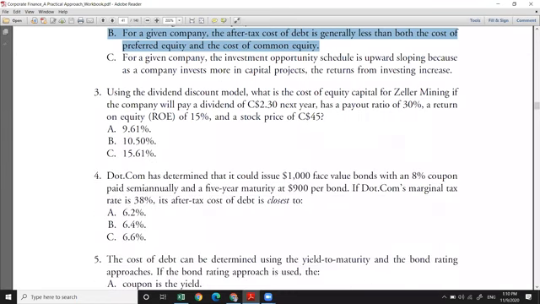Question 3. Using the dividend discount model, what is the cost of equity capital if Zeller Mining will pay a dividend of 2.3 next year and has a payout ratio of 30% and a return on equity of 15%. The stock price is $45. So here's the key point: you should be very careful when it says next year or just paid. This makes a really big difference. Just paid is dividend 0. Next year's dividend is dividend 1. So in order to calculate the cost of equity in here.